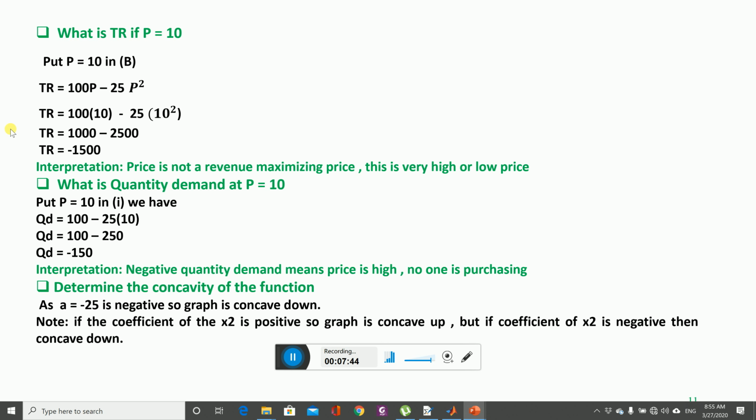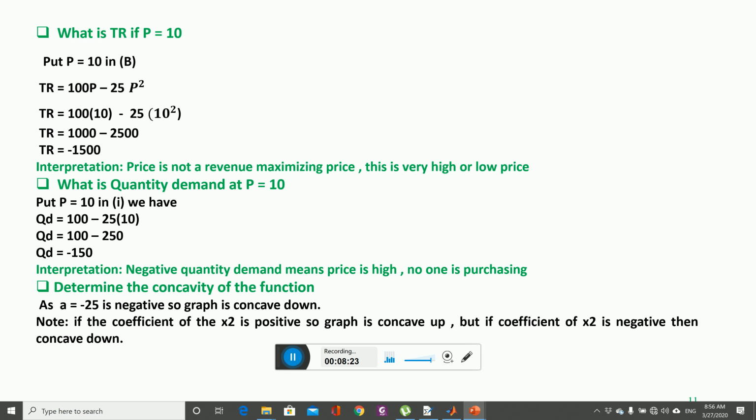I interpret this total revenue, which is negative, and there is no business which is working for negative revenue earning. No, everyone wants to earn more, more and more. So why is this calculated revenue negative? The reason is that maybe the price that is prevailing, that $10, is not the revenue maximizing price. This is a very high price or very low price, and in both cases, if the company is increasing price, revenue will decrease, and if the company is decreasing price too much, again revenue will decrease.